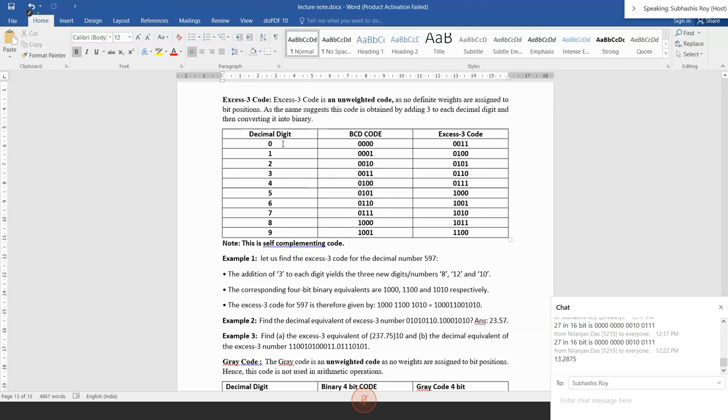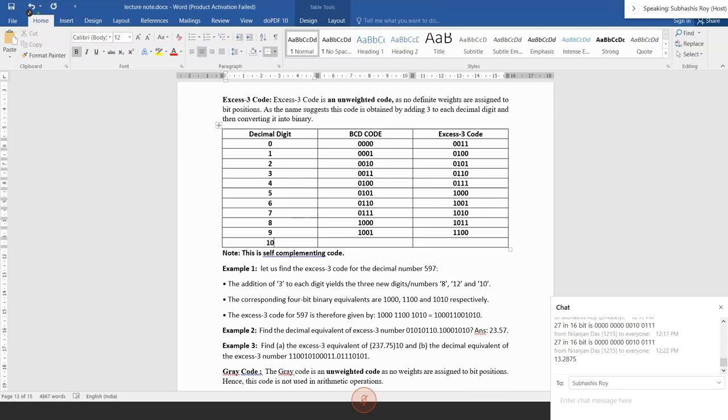1 plus 3 is 4. This is the combination of 4. 2 plus 3 is 5. So this is the combination of 5. In this way, you can take the excess 3 code for 0 to 9. If I take the next example, 10, in that case also you have to take help of a 2-digit combination. So it will be 0001, then 0000. Similarly here it will be 4, 0, then 3, 1. So like this it will go on.